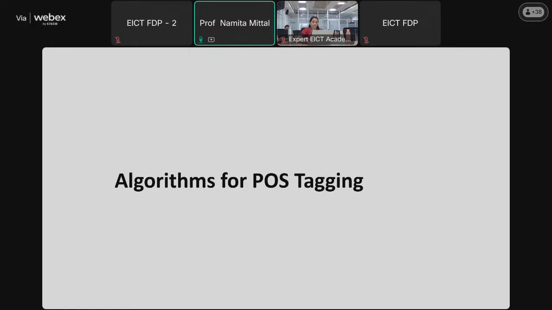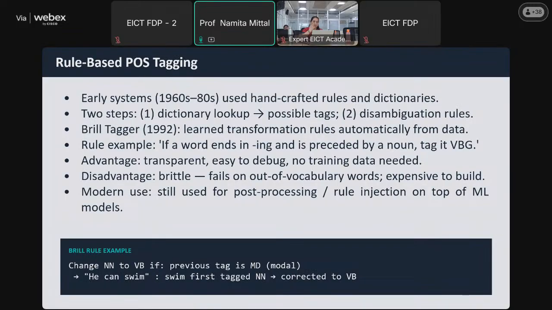Algorithms for part of speech tagging. Yes, you're right, Madhuri. Algorithms for part of speech tagging. Early systems, as I mentioned in previous slides, started rule-based. It started in the 1960s and lasted till the 1980s. It used handcrafted rules: if this is the condition, then this is the rule.